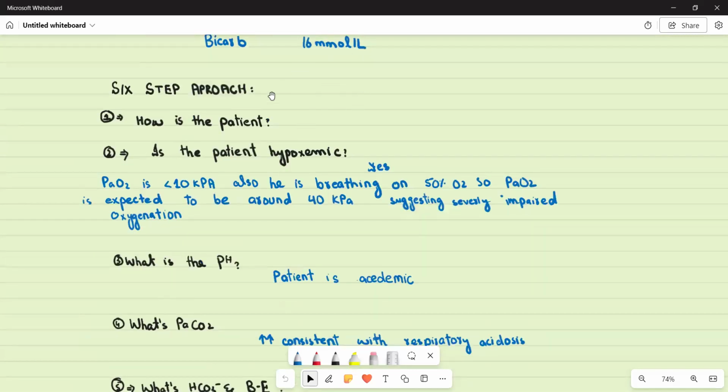How is the patient doing? You have been provided details. Is the patient hypoxemic? Yes, the patient is hypoxemic because partial pressure of oxygen is less than 10 kilopascal. Also, he's not breathing on 21% oxygen, remember? He's not breathing on normal air. He's breathing on 50% oxygen. So you would expect partial pressure of oxygen to be around 40 kilopascal, 10 less than the inspired air. But you have 8 kilopascal. So it means that there is severely impaired oxygenation going on.